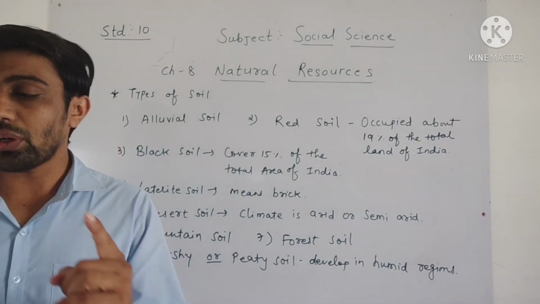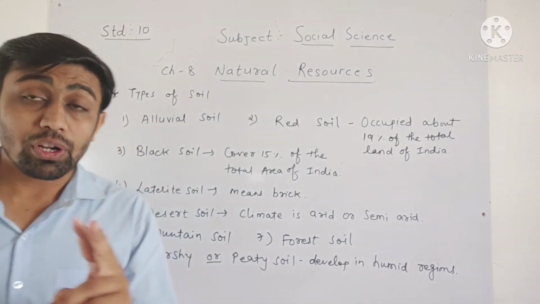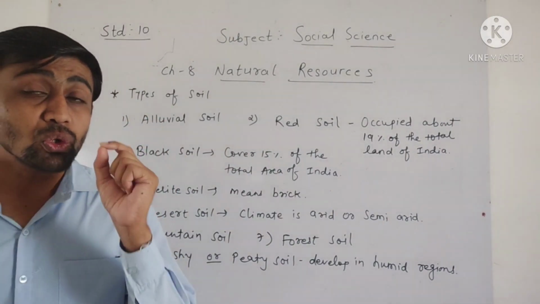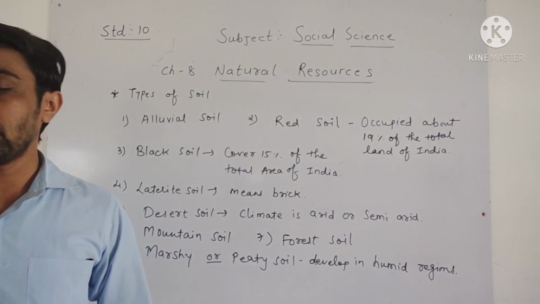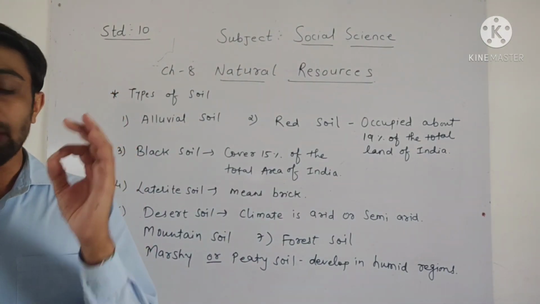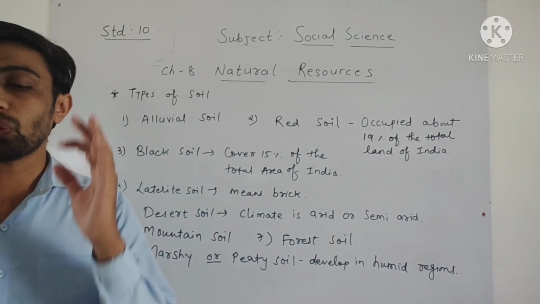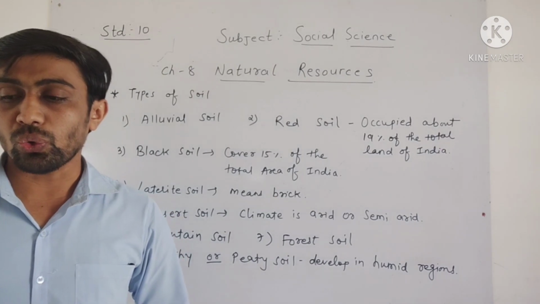Crops like cotton are grown in this soil. The soil is also known as cotton soil. Dear children, black soil is also known as cotton soil. Remember this name. Other crops are also grown in this soil, but it is more suitable for cotton. It is also known as cotton soil.